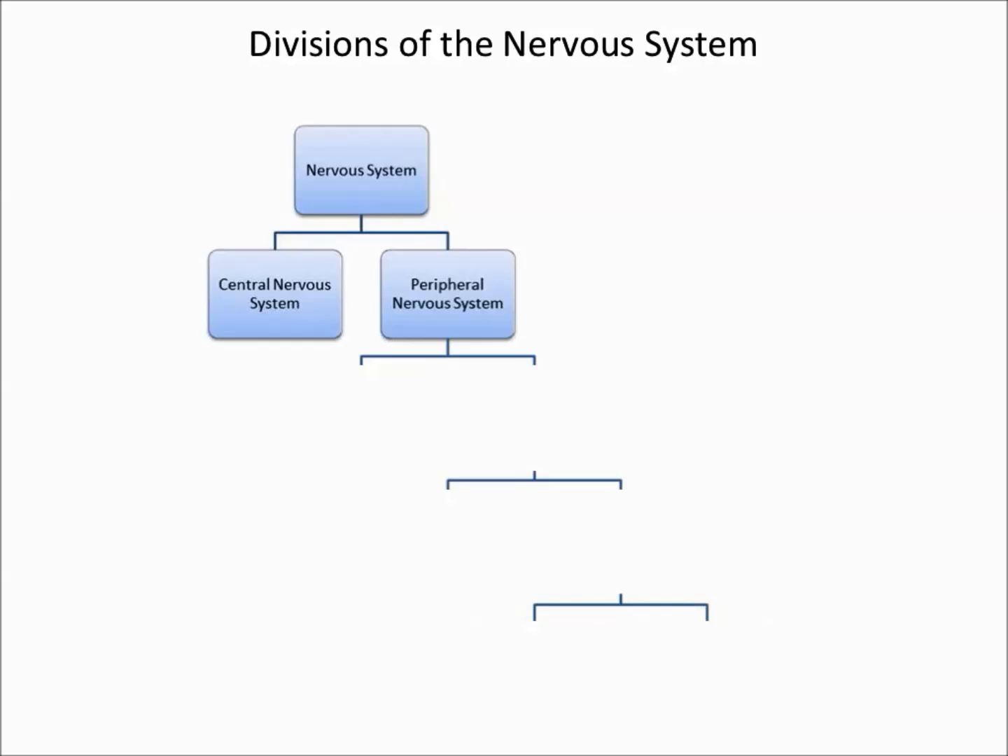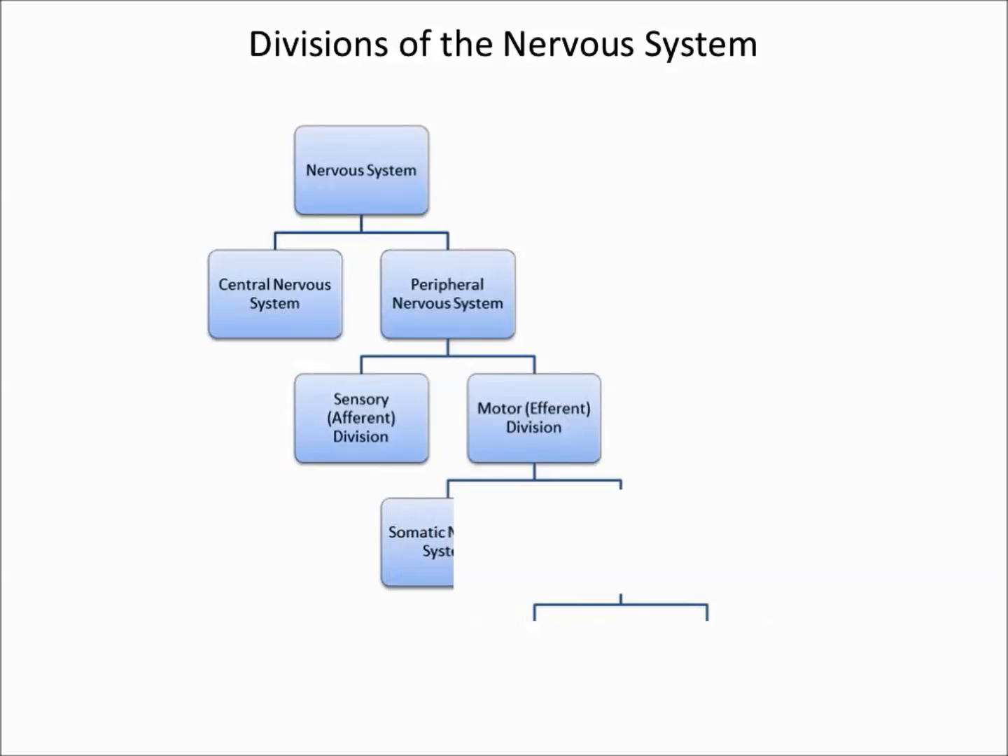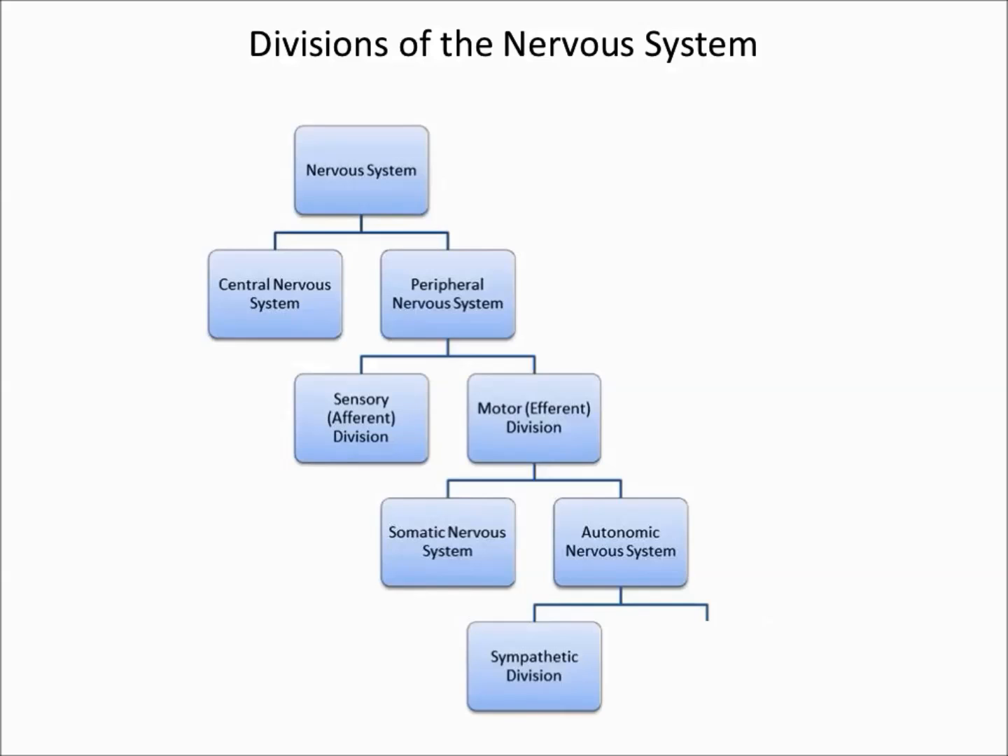And the peripheral nervous system can be further subdivided into the sensory division and the motor division. And the motor division can be further subdivided into the somatic nervous system and the autonomic nervous system. And finally, the autonomic nervous system can be subdivided into the sympathetic division and the parasympathetic division.